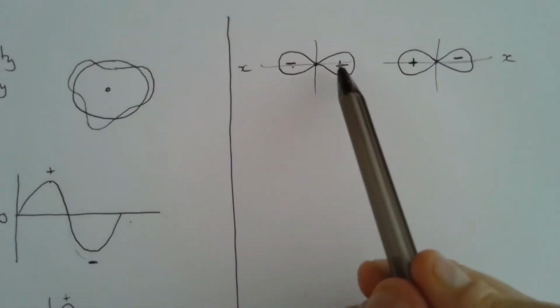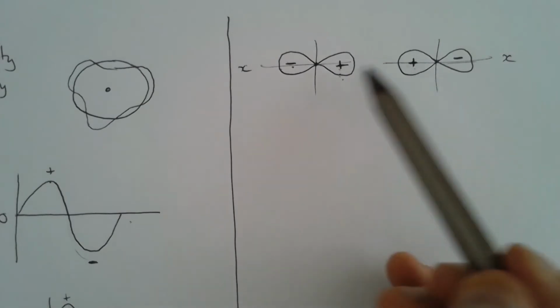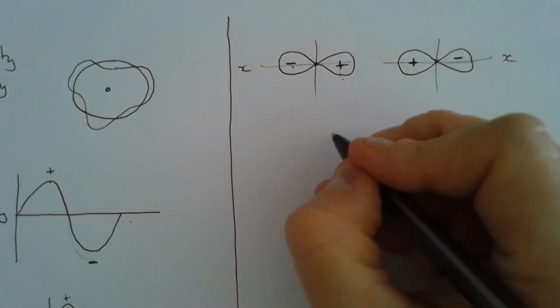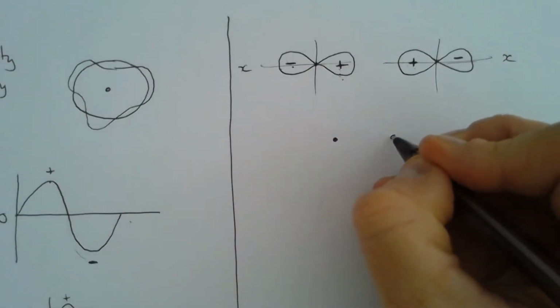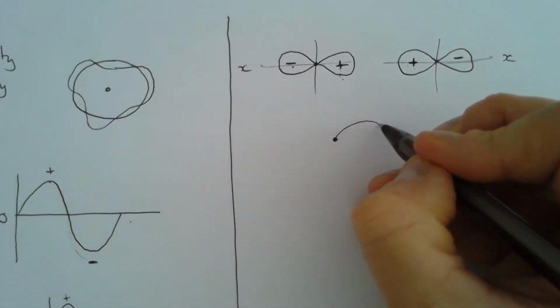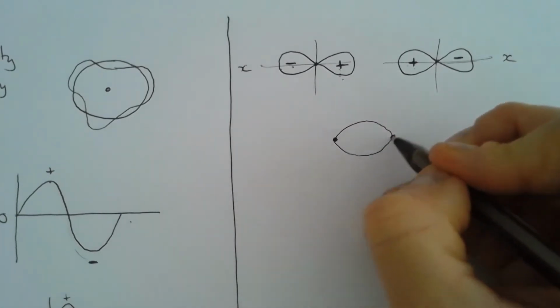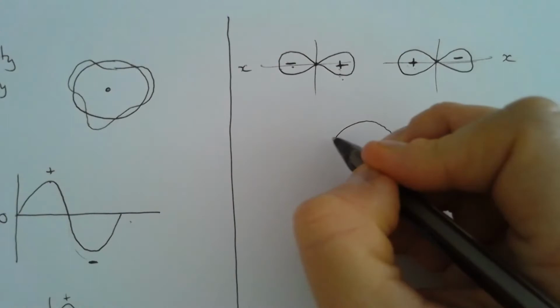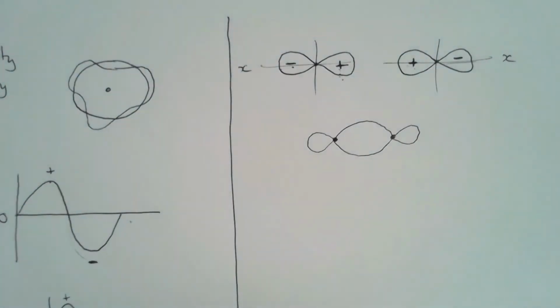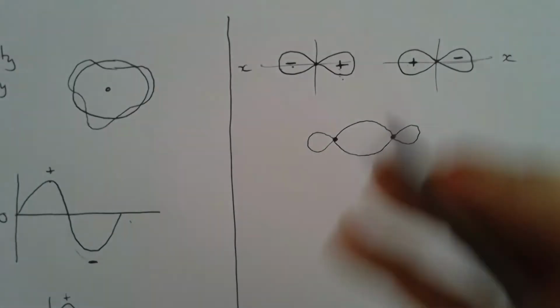So because both of these are going to interact and they are in phase, what happens is, as the nuclei come together, we end up with the waves or the orbitals adding together.